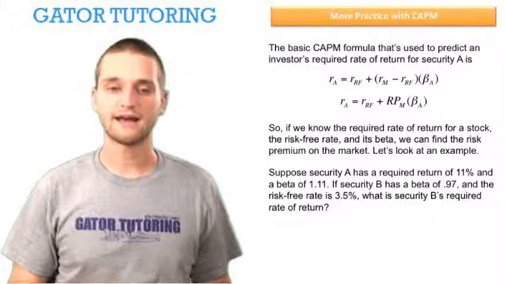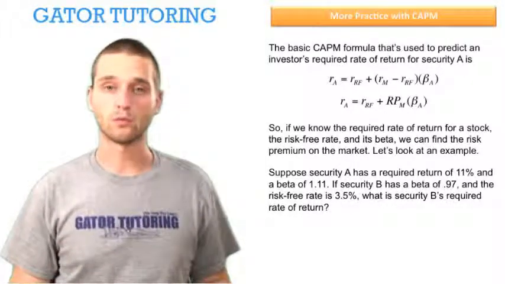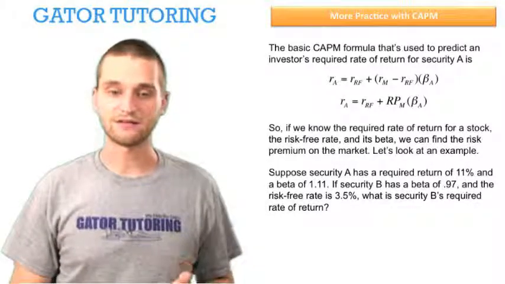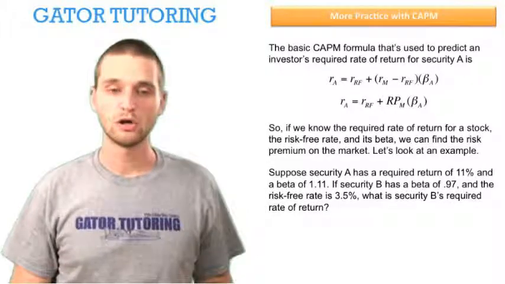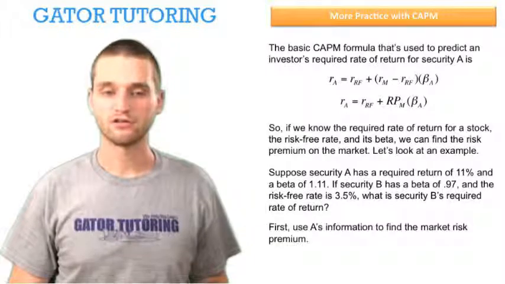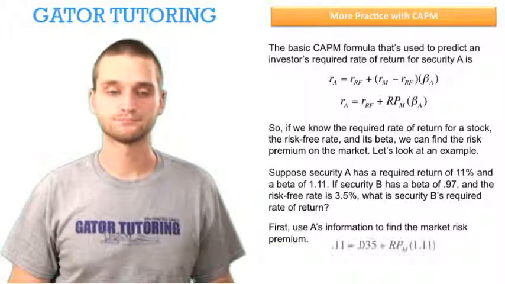Suppose security A has a required return of 11% and a beta of 1.11. If security B has a beta of 0.97 and the risk-free rate is 3.5%, what is security B's required rate of return? First, let's use A's information to find the market risk premium.